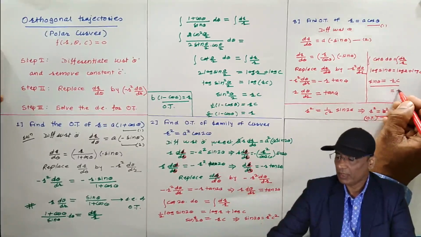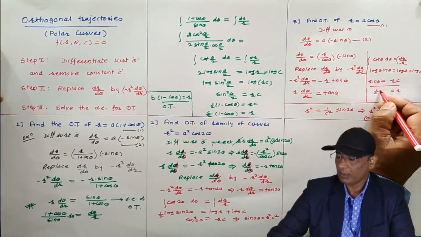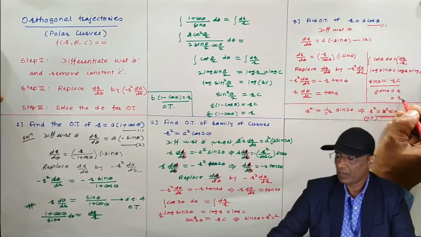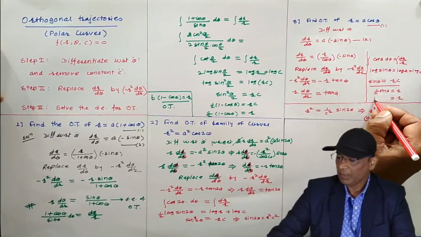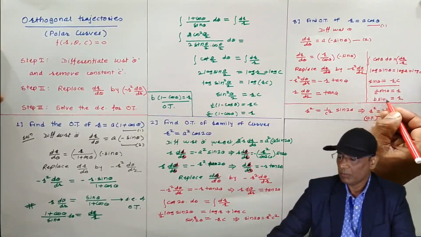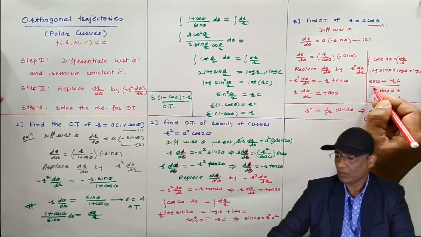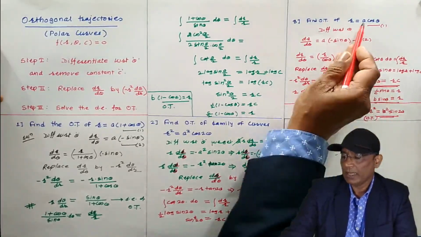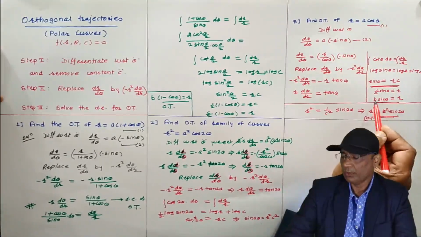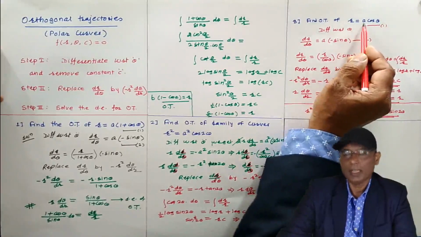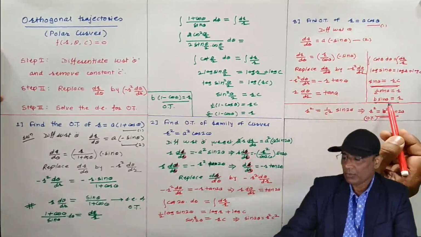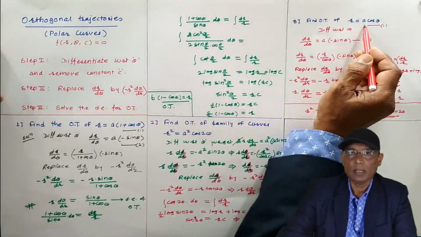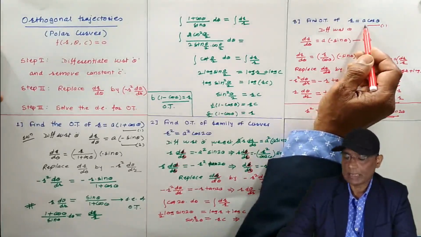And you can solve it further. r is equal to 1 by c sin θ. c I have shifted on the left hand side, and this 1 by c constant can be replaced by b also. This is the orthogonal trajectory. See the difference between the given family and this one. Only a cos is replaced by sin. r equal to b sin θ, r equal to a cos θ, like that. So if you find orthogonal trajectory of this, you will be getting this as an answer for orthogonal trajectory.